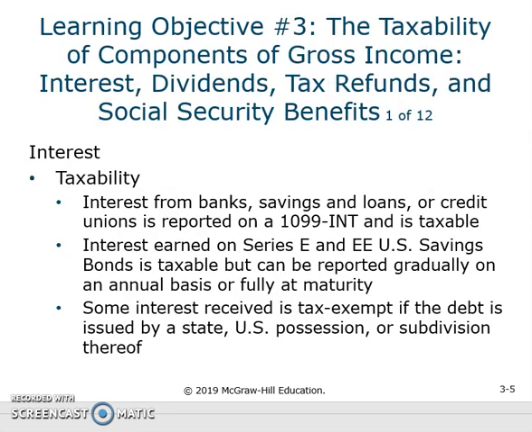So next we're going to talk about interest. This interest is usually taxable. Interest from bank savings and loans or credit unions is going to be reported to the taxpayer on a 1099 INT. Interest earned on Series E and EE U.S. savings bonds is taxable, but can be reported gradually on an annual basis or fully at maturity. So you have an option there whether to report the interest that's earned on a yearly basis or whenever that bond is mature. Some interest that taxpayers received is tax exempt if that debt is issued by a state, U.S. possession, or like a county or city.